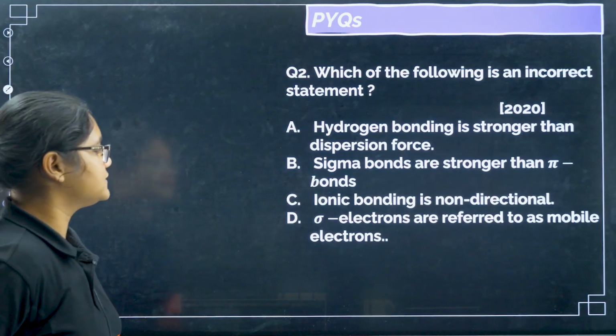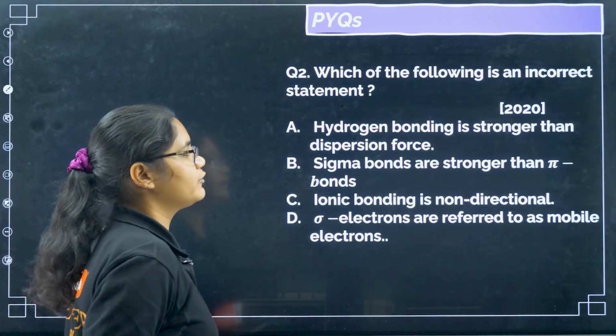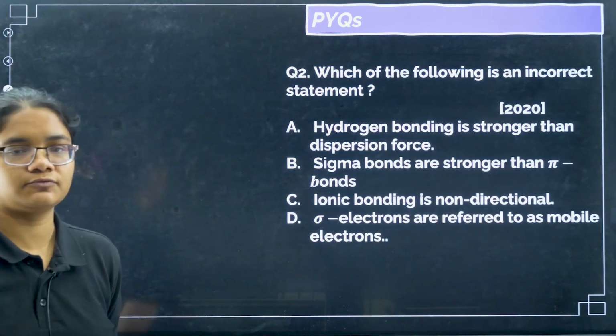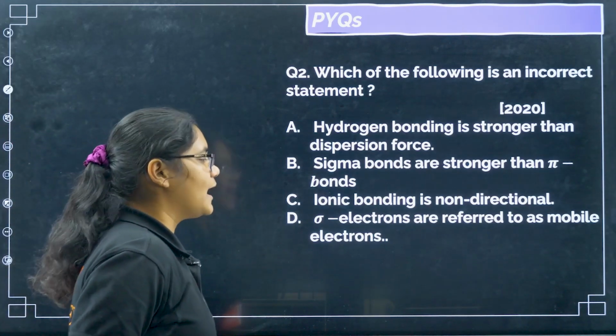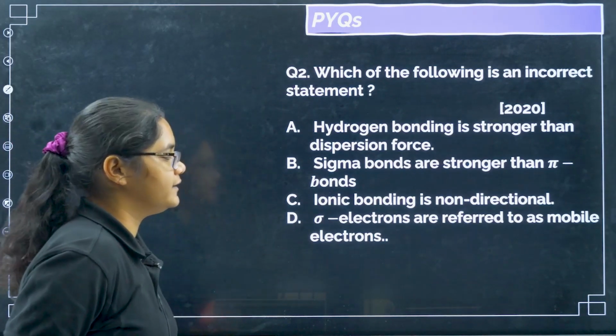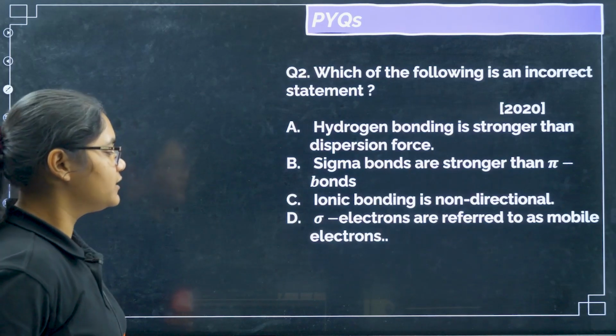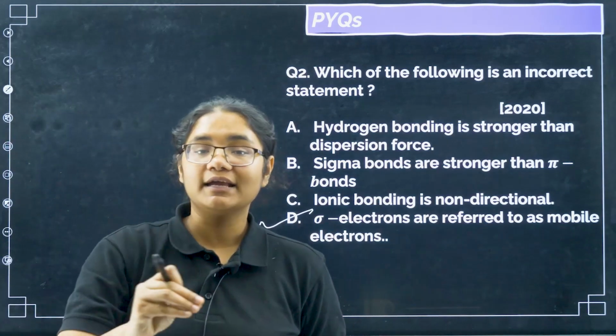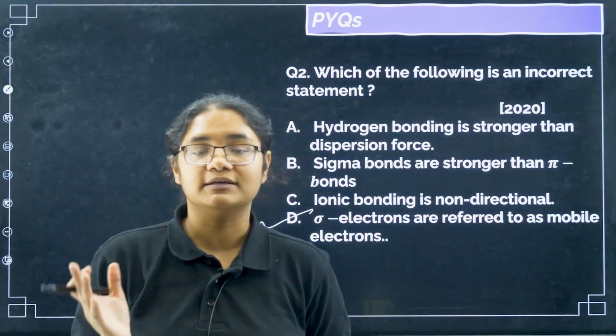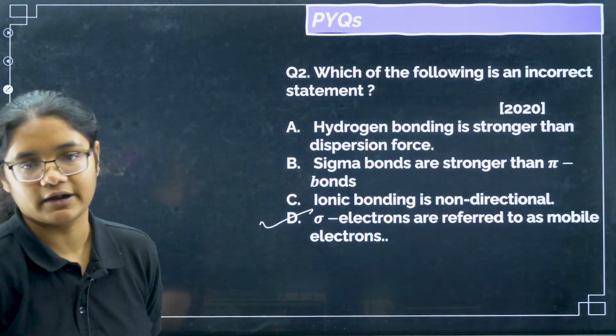Which of the following is a correct statement? Hydrogen bonding is stronger than dispersion force? Yes. Sigma bonds are stronger than pi bonds? Yes. Ionic bonding is non-directional? Yes. Sigma electrons are referred to as mobile electrons? No. Sigma electrons cannot move. Pi electrons can move during resonance, but sigma electrons are non-mobile electrons.